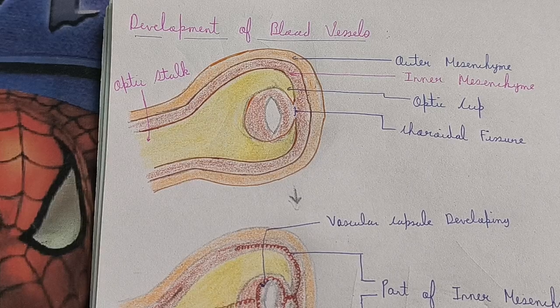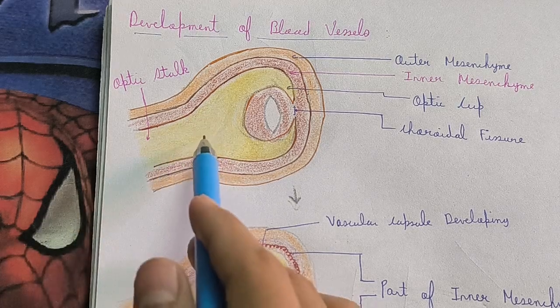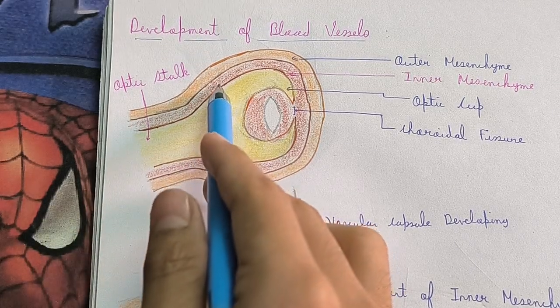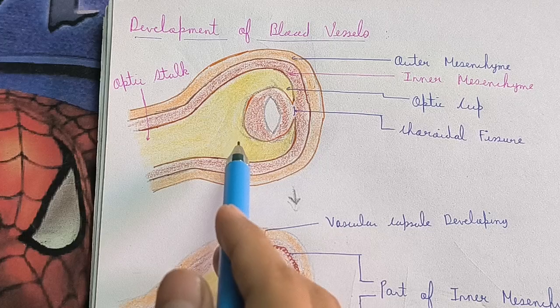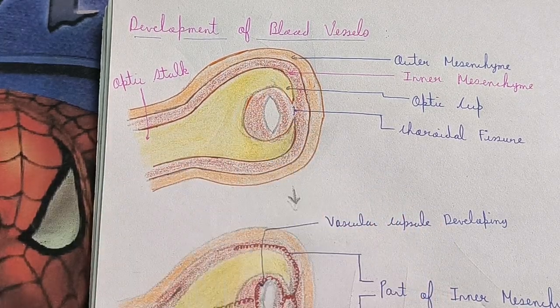So in today's video, let's talk about the development of blood vessels of the eye. As you know, this is the optic cup, this is the inner mesenchyme, and the outer mesenchyme surrounding the optic cup, and this is the choroidal fissure.